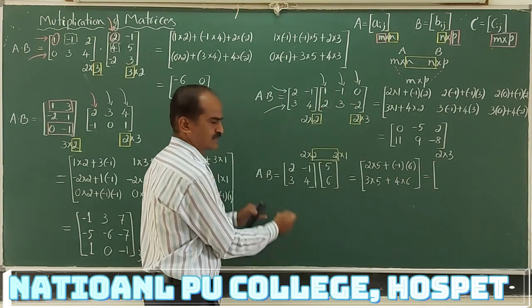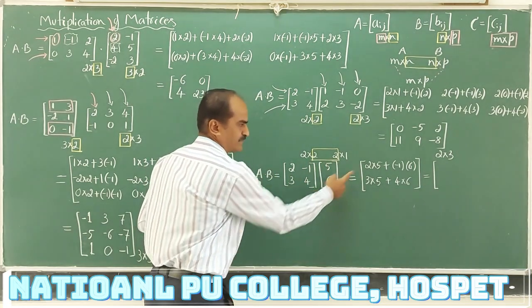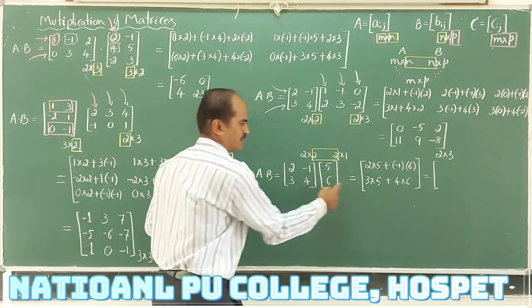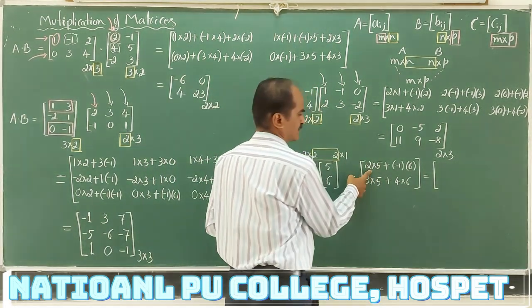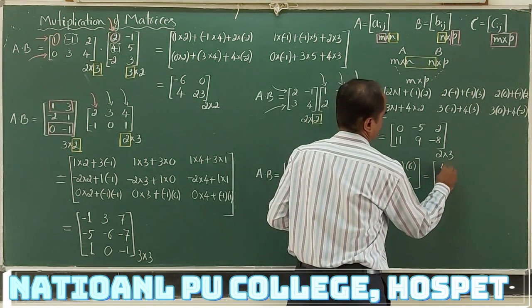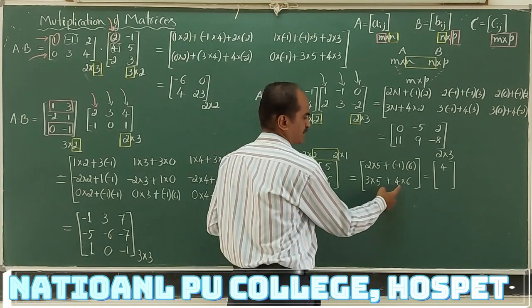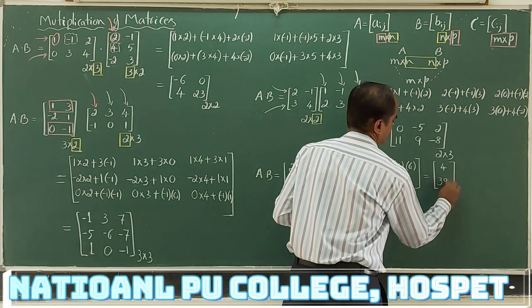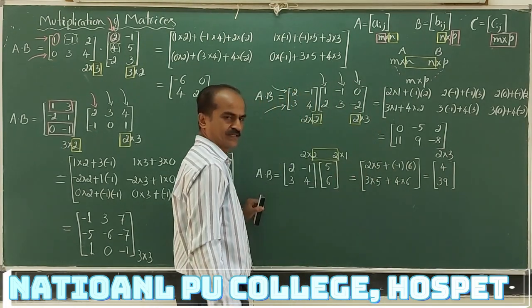No more rows. Here no more columns. First row with first column, I have written in first row, first column. This is second row, first column, I have written in second row, first column. Now simplify this. 10 minus 6, it is 4. It is 15 plus 24, that is 39.